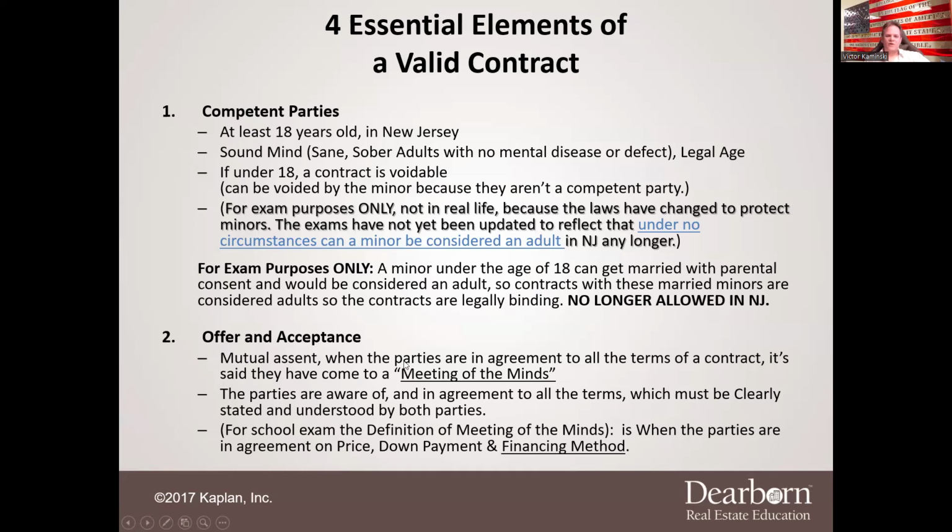Okay, so offer and acceptance. Mutual assent is when the parties are in agreement on all the terms of the contract. It's said that they've come to a meeting of the minds. We're on the same wavelength now, right? So we've come to a meeting of the minds when we're in agreement on all the terms of the contract, and we're aware of all the terms, and we understand all the terms. So the parties are aware of and in agreement to all the terms, which must be clearly stated and understood by the parties.